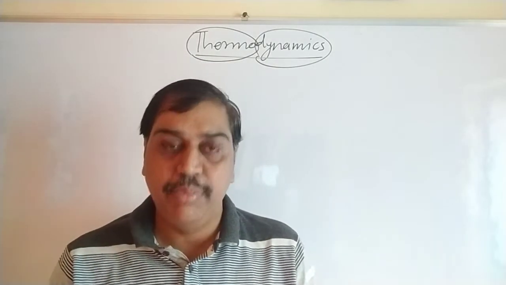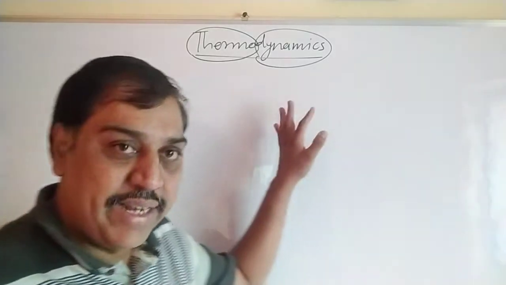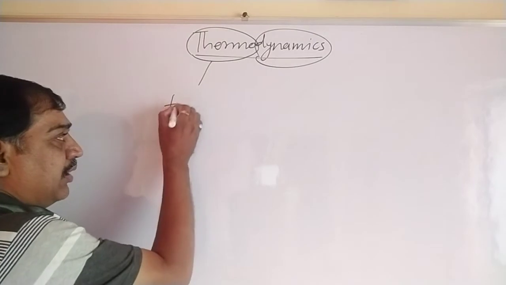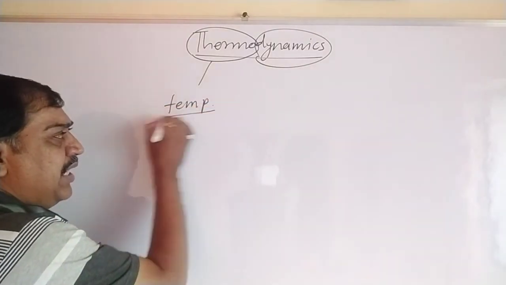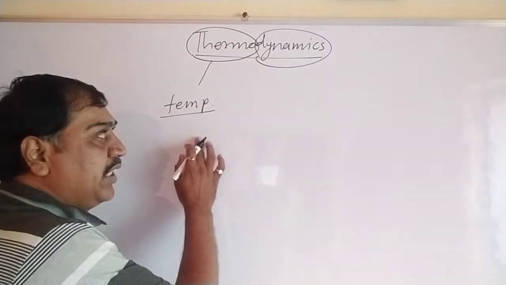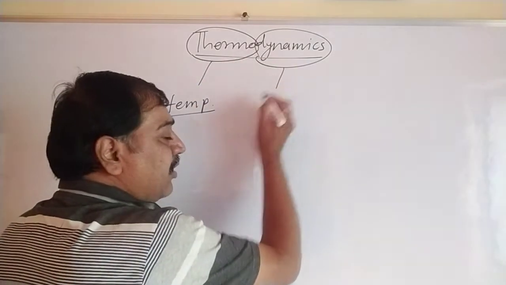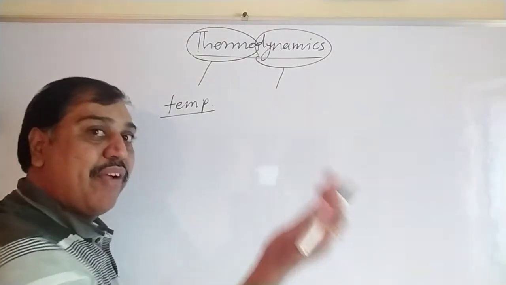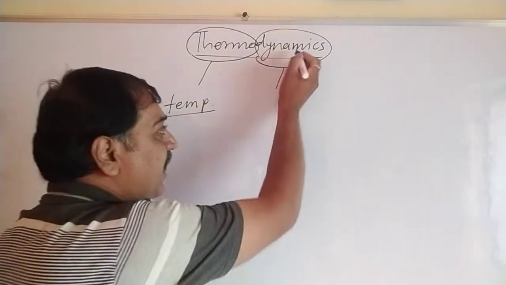And what is the aim of this chapter, that can be understood from this heading. Thermo is a word used for temperature, change in temperature, or change in thermometer reading. Thermo means change in temperature. Dynamics: how this change in temperature affects the processes, that was studied in dynamics.